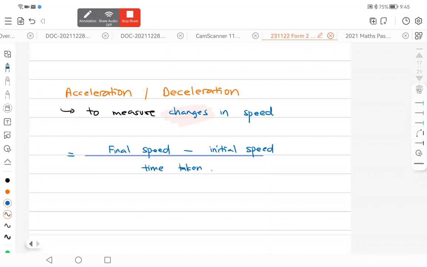Just like that. And for this chapter, be careful on the unit conversion. Sometimes it's complicated because of the unit conversion. Just take note. Make sure when you find the answer, the units must tally. Yeah? Must tally. Okay.